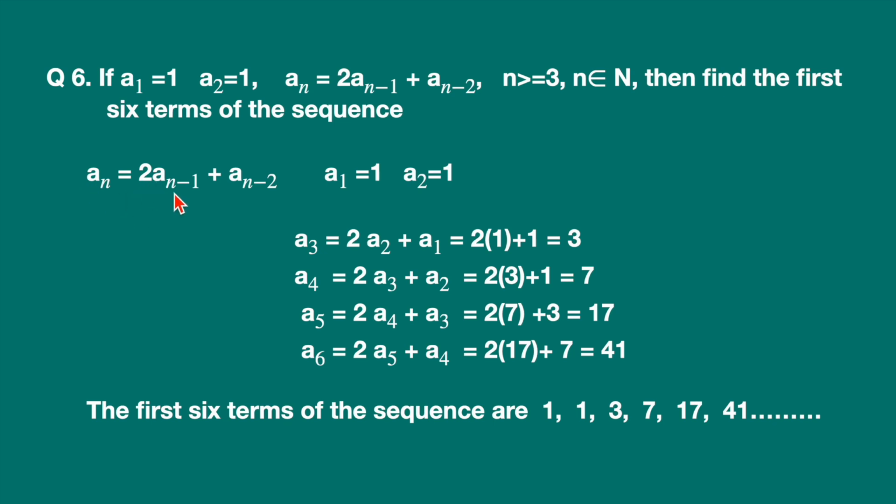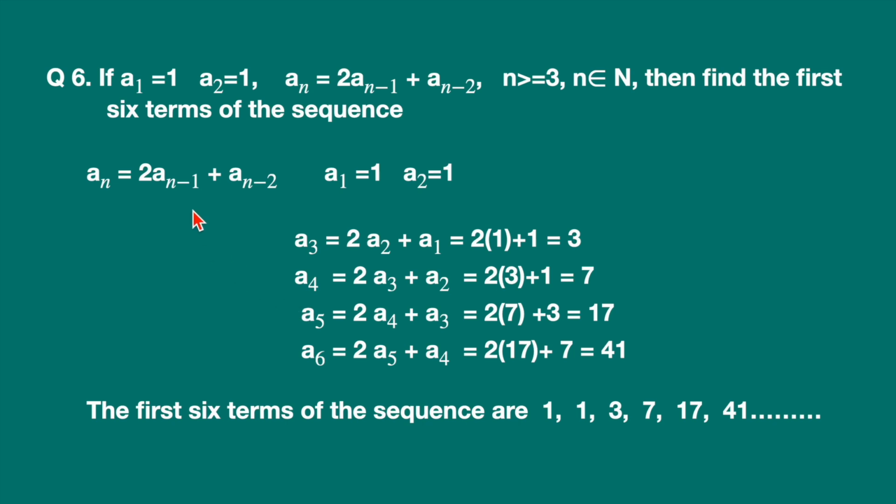2 into an minus 1, put n is 3. What is 3 minus 1? 2. So 2 into a2 plus, put n is equal to 3. 3 minus 2 is 1. So this formula becomes a3 is equal to 2 into a2 plus a1. Again I repeat, simply I have done it for the third term. n is equal to 3. Let us put n is equal to 3 here. It becomes a2 and this becomes a1. 2 into a2 plus a1. And you know the value of a1 and a2. They have already given to us. Substitute. So 2 into 1 plus 1 is equal to 3. This is the third term.